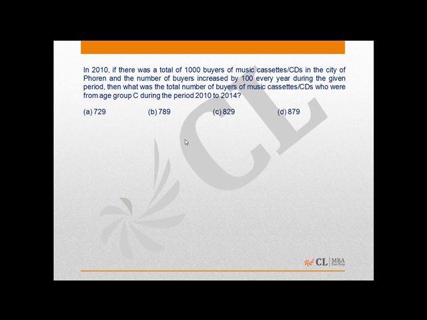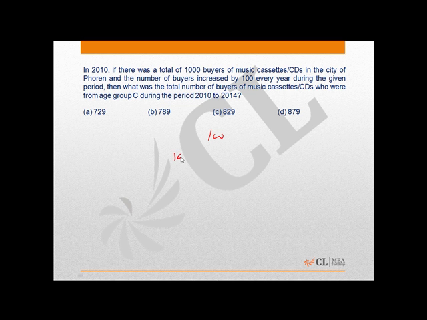In the first question, it is given that there was a total of 1000 music cassette and CD buyers in the city of Foreign and the number of buyers increased by 100 every year during the given period. Then what was the total number of buyers of music cassettes or CDs who were from age group C during the given period, that is 2010 to 2014?